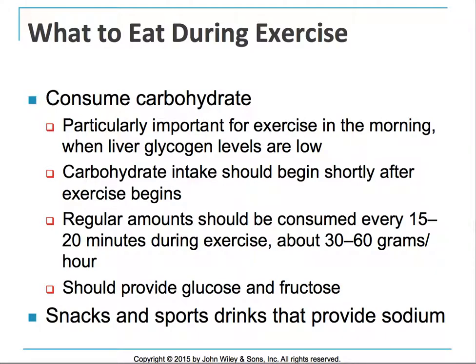What to eat during exercise. Consuming carbohydrate is particularly important for exercise in the morning when your liver glycogen levels are starting out really low. Carbohydrate intake should begin shortly after the exercise begins, and then regular amounts should be consumed every 15 to 20 minutes during exercise at a rate of about 30 to 60 grams of carbohydrate per hour. And the carbohydrate consumed should provide you with both glucose and fructose. These can include snacks and sports drinks that provide sodium along with carbohydrate and fluid.